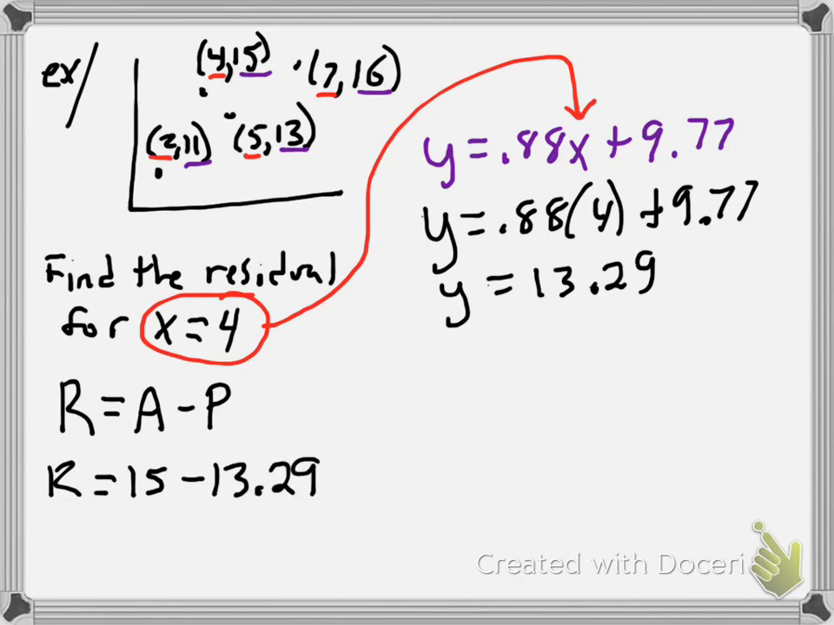So over here for predicted, it's going to be 13.29. Okay, so again, your residual is your actual minus predicted. Actual we were looking at was when our x was 4. When our x was at 4, our actual value was 15. If I do my line of best fit, I get my predicted value was 13.29. So in order to find my residual, I just have to subtract the two. So I do 15 minus 13.29, and I get my residual is 1.71.